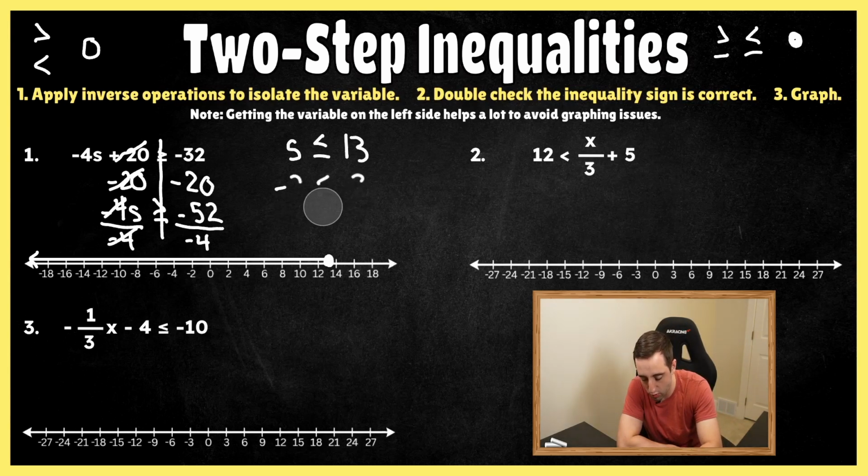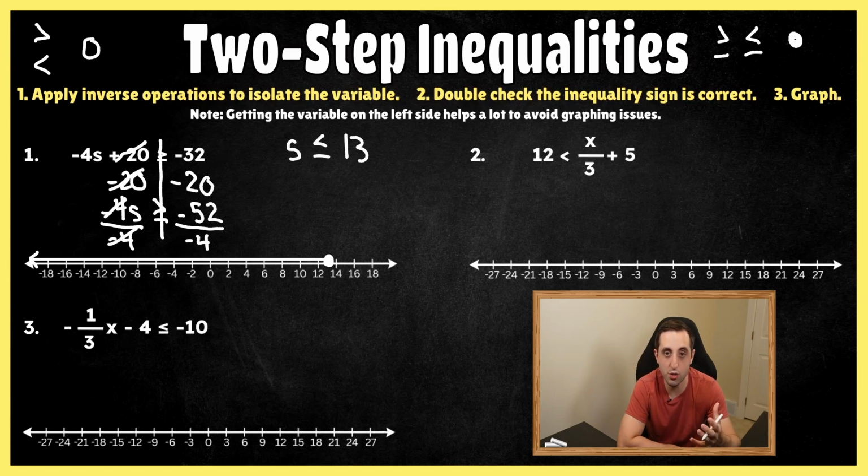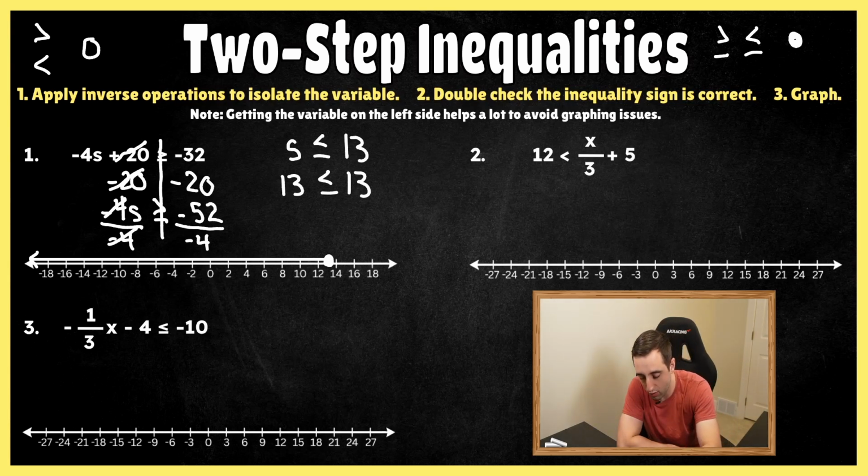Now, the closed circle means that 13 can be included as a solution. It means it's going to make the inequality true. So if I plugged in 13 for your variable, this is still going to be an accurate statement. 13 is less than or equal to itself, whereas if it was an open circle, that number does not count as a solution. So this is going to be our final inequality with the correct graph for it for number 1.